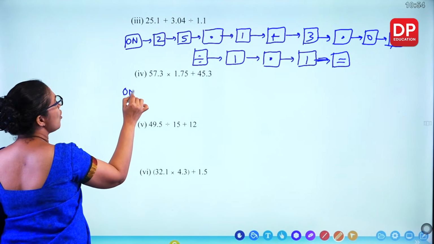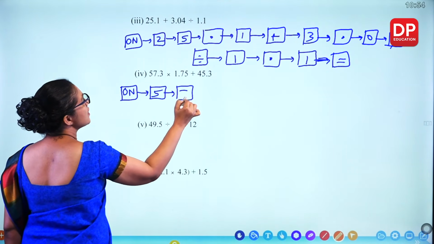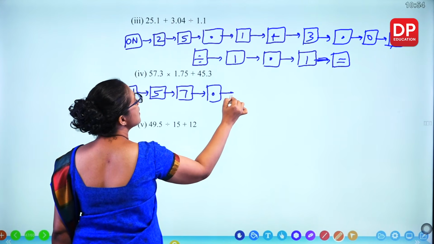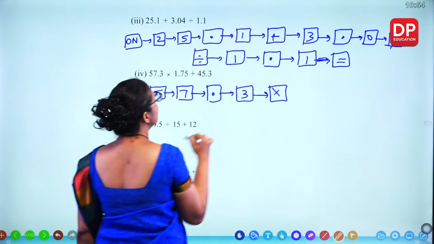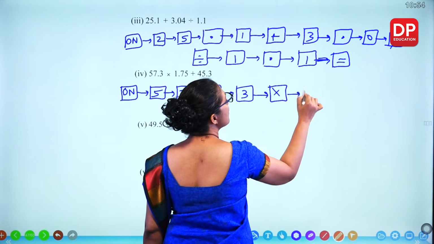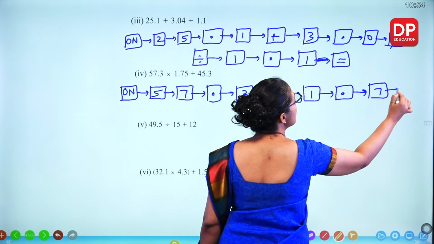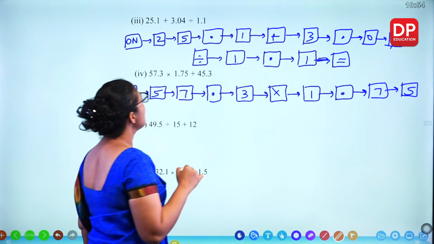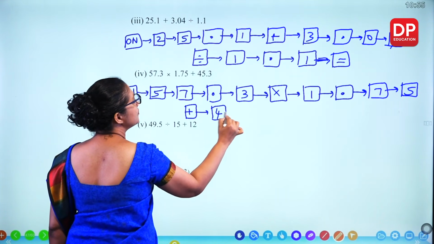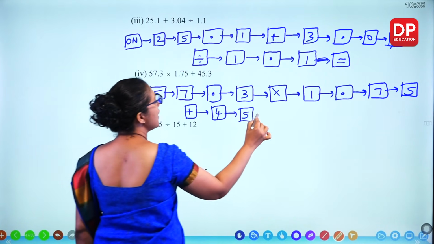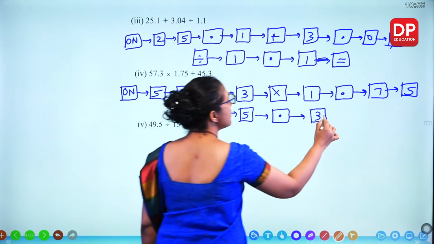This one, switch on the calculator. 57.3 multiplied by 1.75 plus 45.3 and then the equal sign.